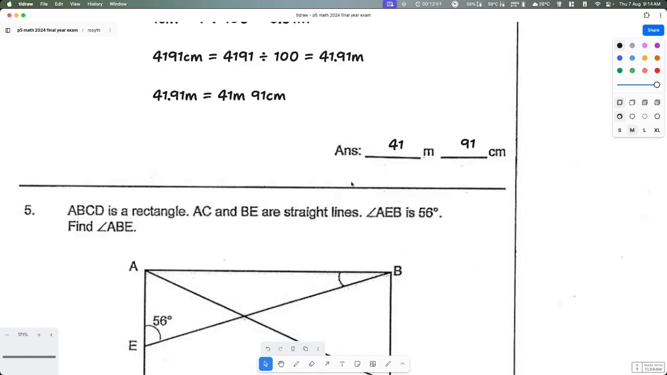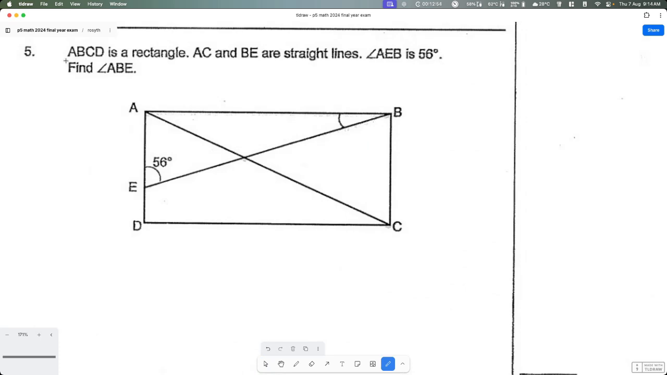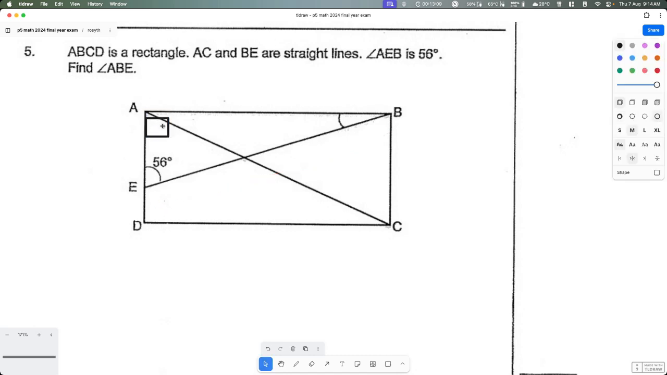Alrighty, let's move on. Question number 5. ABCD is a rectangle. AC and BE are straight lines. Angle AEB is 56 degrees. Find angle ABE. Pretty straightforward. This here is a right angle triangle, so angle EAB is 90 degrees.